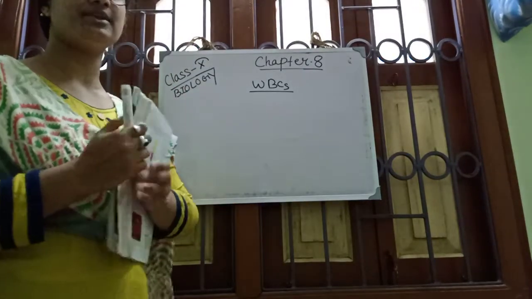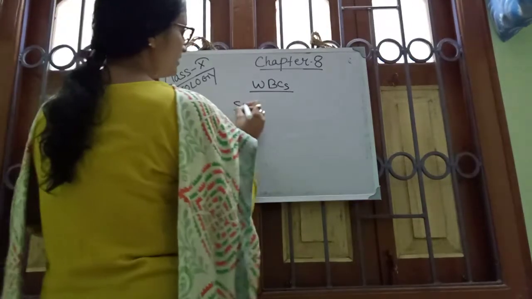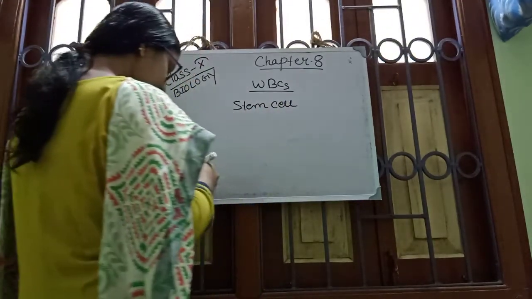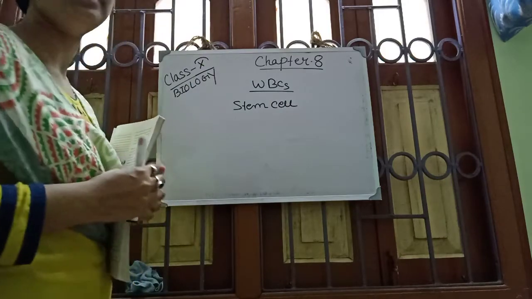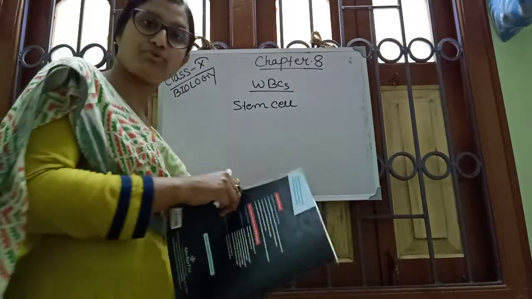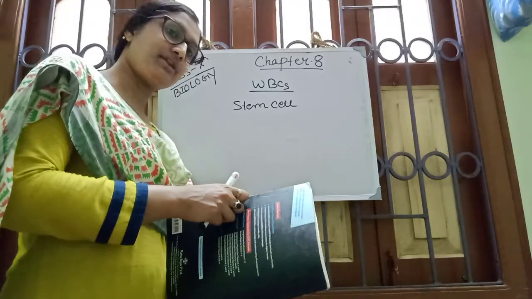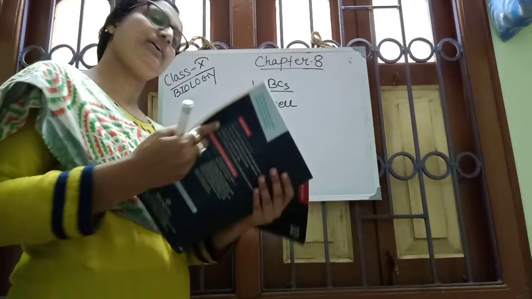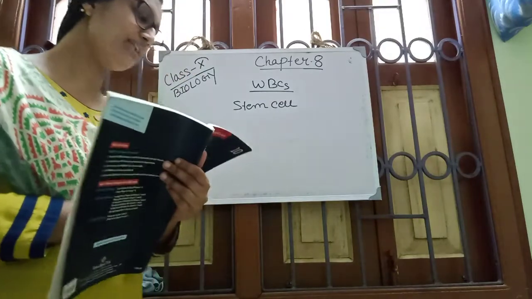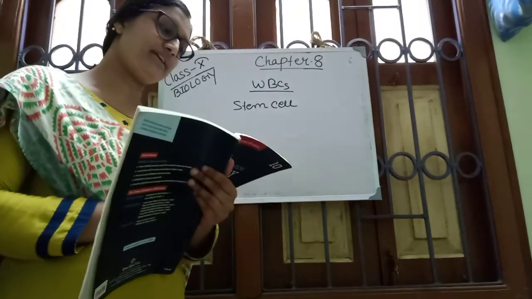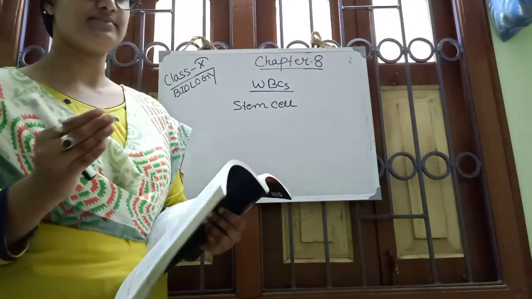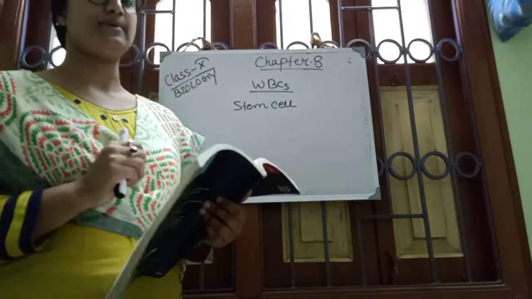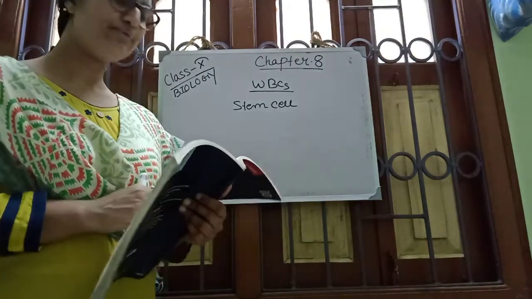What is this stem cell? This is a new term you are listening to. A stem cell is one type of cell that has the unique ability to produce different types of cells. Leukocytes are produced from stem cells in the bone marrow and lymph node. From these stem cells, lymphocytes are produced.